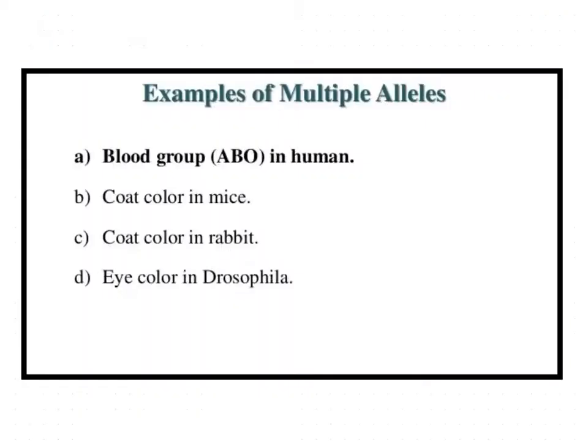Now there are a few examples of multiple alleles. First we can have the ABO blood group in human beings, which is the best example. Second is coat color in mice. Third is coat color in rabbits. Fourth is eye color in Drosophila. Okay, but here we will only discuss two examples. Let's discuss the first example, that is the ABO blood group.